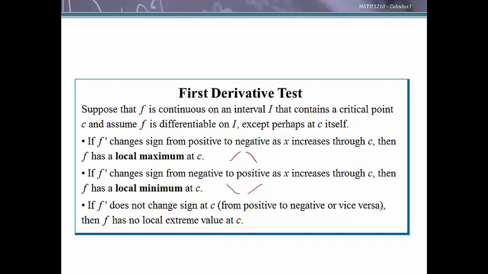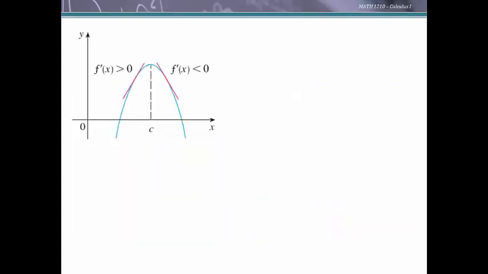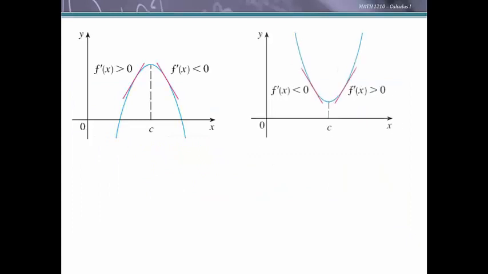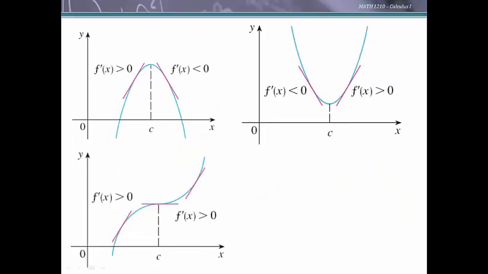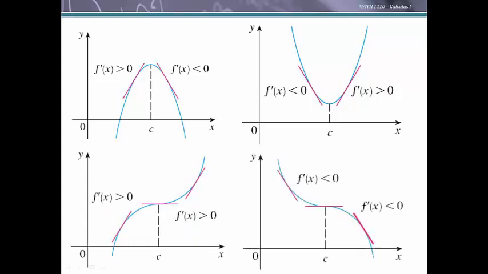So that's just summarizing what we saw there. Positive to negative, local max. Negative to positive, local min at C. Positive to positive, nothing. Negative to negative, nothing.